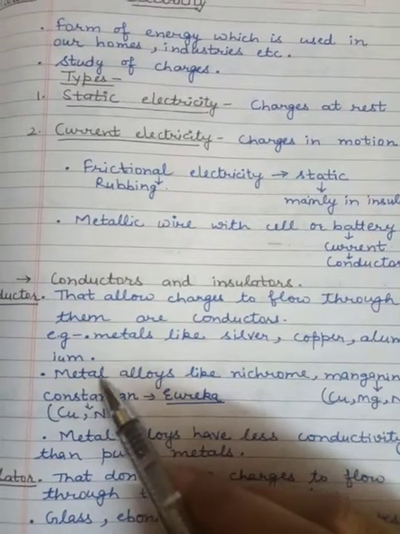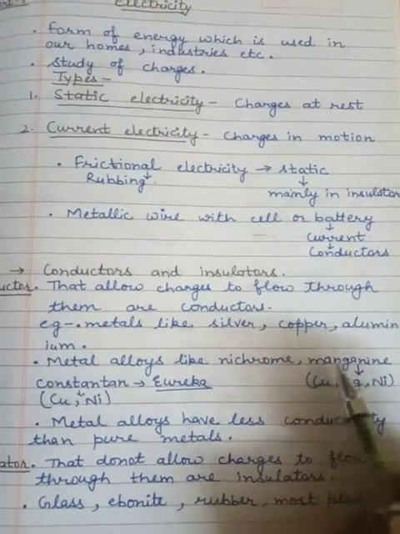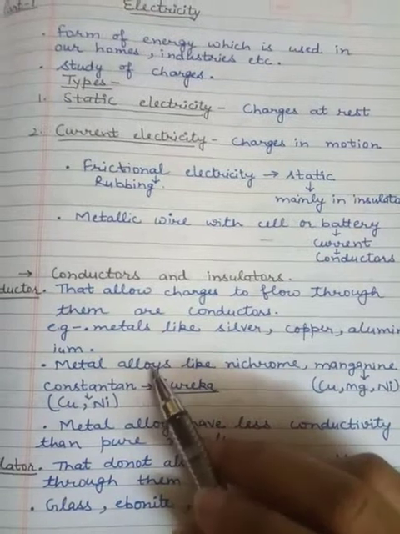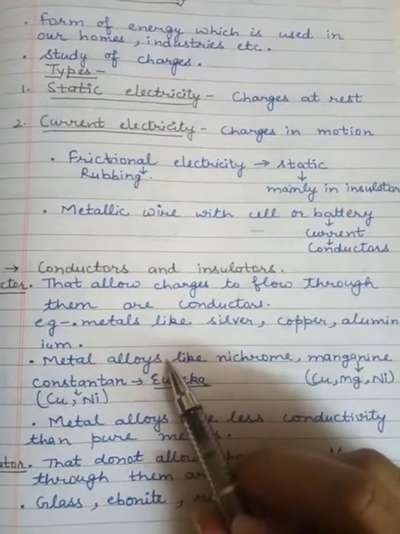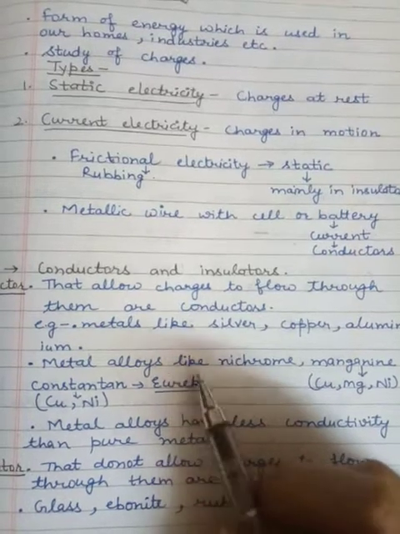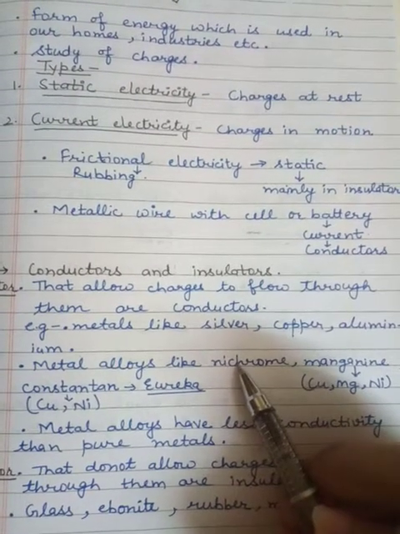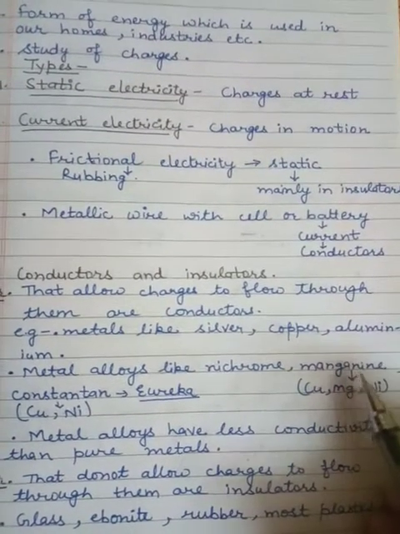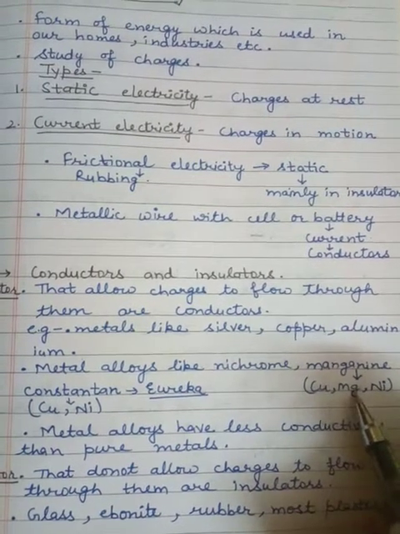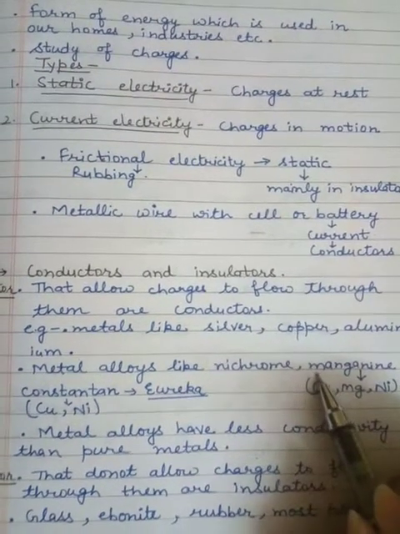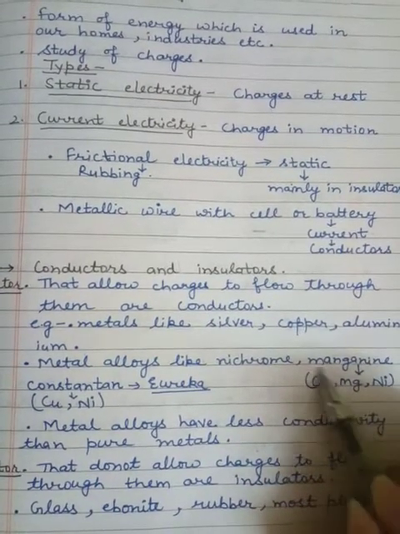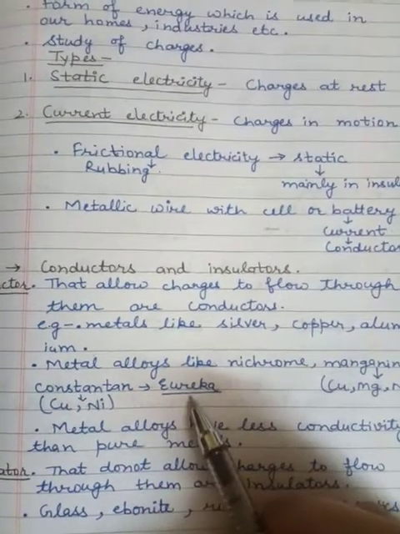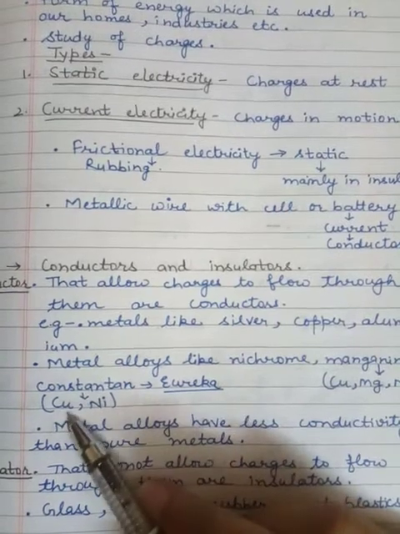Along with the metals, there are some metal alloys also, like nichrome, manganese and constantan. These three are mainly alloys which act as conductors, which allow electricity to pass through them. Nichrome is the alloy of nickel and chromium. Manganese is the alloy of copper, magnesium and nickel, and in this composition copper is maximum, around 80%. Constantan, which is also called eureka, is the alloy of copper and nickel.